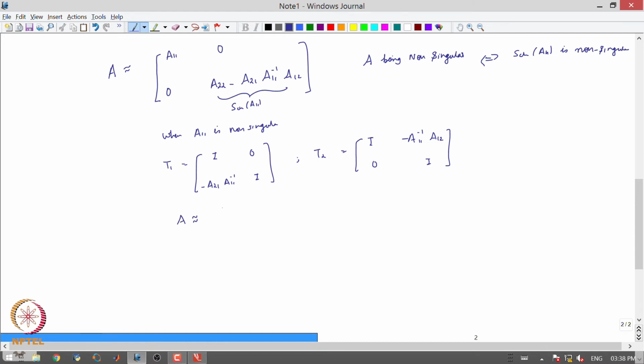And say that A can be obtained as T1 A, right, where A is now partitioned like this. So that was the condition. A is partitioned as A11 A12 A21 A22, T1 times A times T2. So I just substitute for all of this and I just get the following: A11, 0, I'll skip the steps, and A22 minus A21 A11 inverse A12. Okay, this is the Schur complement of A11.